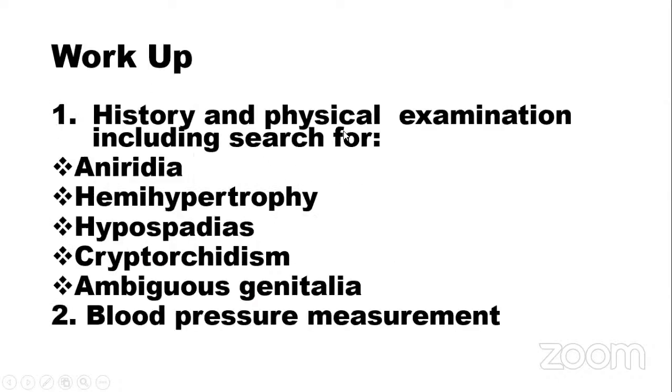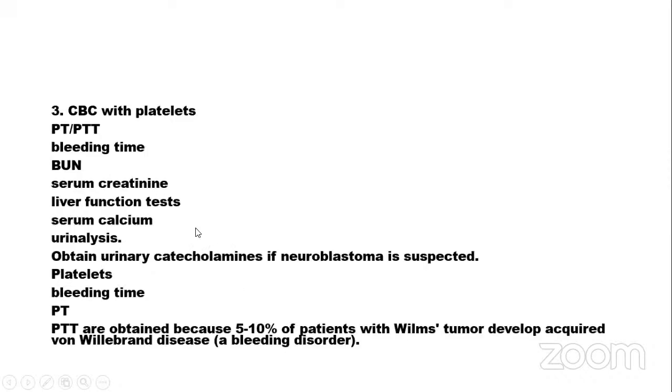The workup includes history and examination, including a search for aniridia, hemihypertrophy, hypospadias, cryptorchidism, and ambiguous genitalia, and we will also do blood pressure measurements. Investigations include CBC with platelets, PT, PTT, and bleeding time, blood urea nitrogen, serum creatinine, liver function tests, serum calcium, and urinalysis. All of this must be done, and we obtain urinary catecholamines if neuroblastoma is suspected.